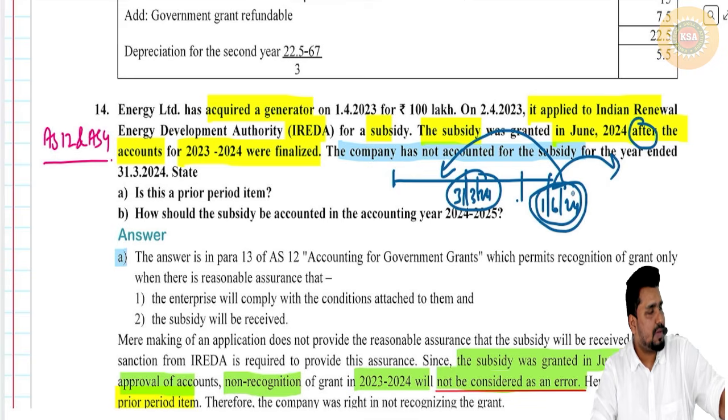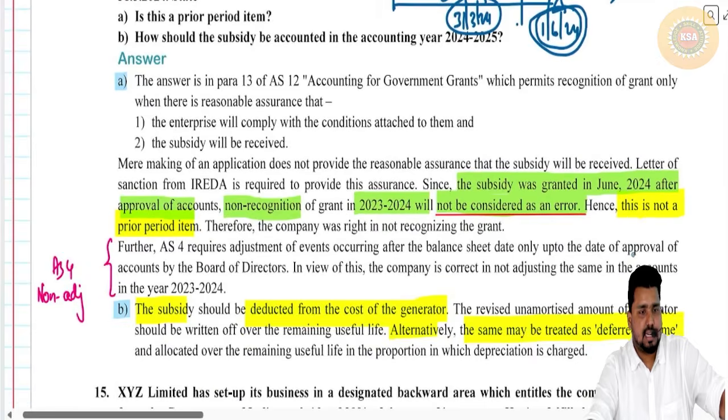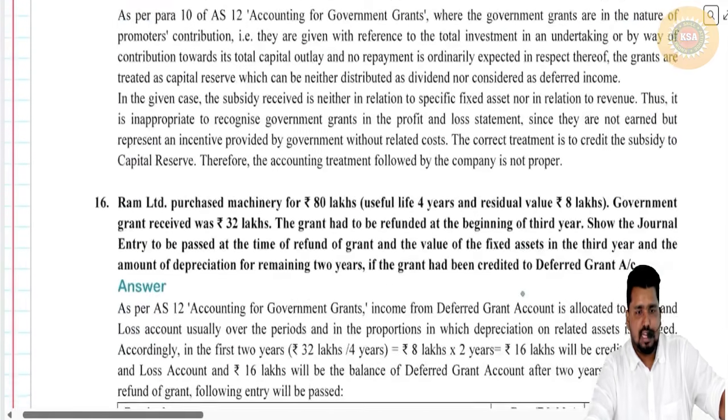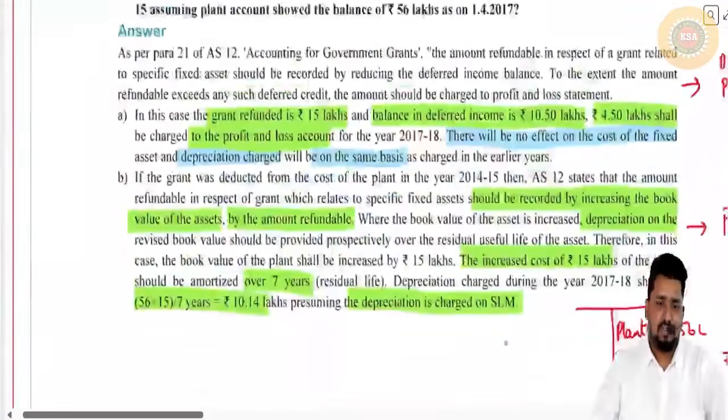So don't account for it as a prior period item. And AS4 also says it is a non-adjusting event. So don't recognize it in the next year. That is what they would have said here. Clear or not clear? Clear? And all this government grant, everything I would have told.